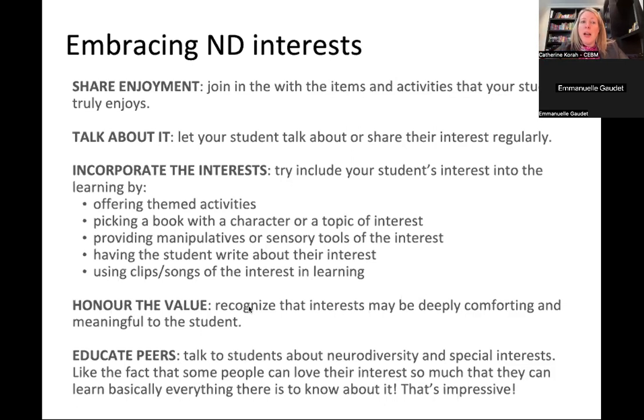Honoring the value, recognizing that the interest may be deeply comforting and meaningful to that student, even though for us it is repetitive, for them it is not, and it is very comforting and meaningful. Educating peers about that, talking to students about neurodiversity and special interests, like the fact that some students can love their interests so much that they can learn basically everything there is to know about it. And so to be able to normalize that and to validate it for them.